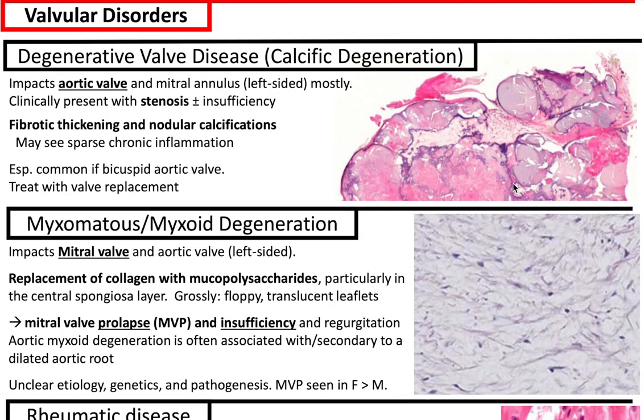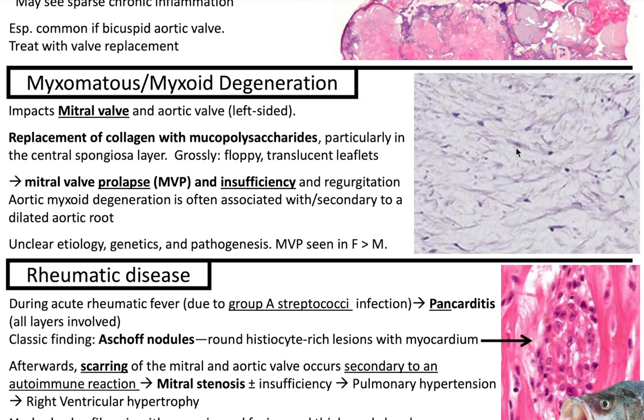Valvular disorders, degenerative valve disease, or calcific degeneration. This impacts the aortic valve and mitral annulus, left-sided mostly. It clinically presents with stenosis and/or insufficiency. You'll have histologically fibrotic thickening and nodular calcifications. You may see sparse chronic inflammation. It's especially common if there is a bicuspid aortic valve, and you'll treat with valve replacement.